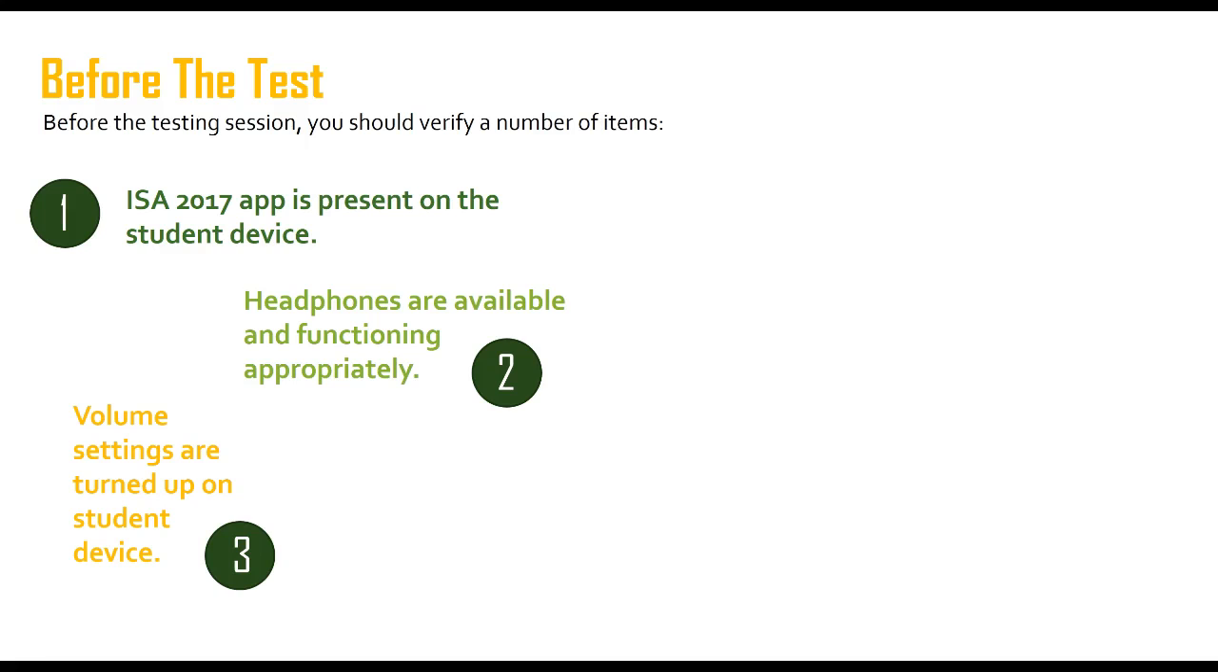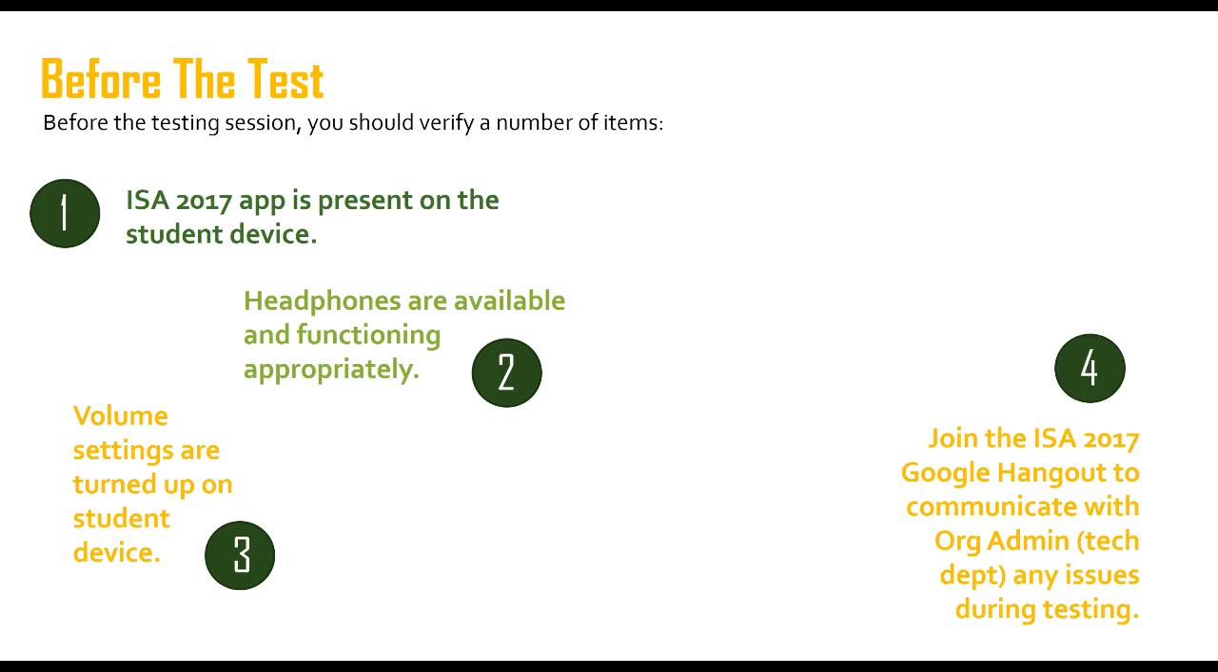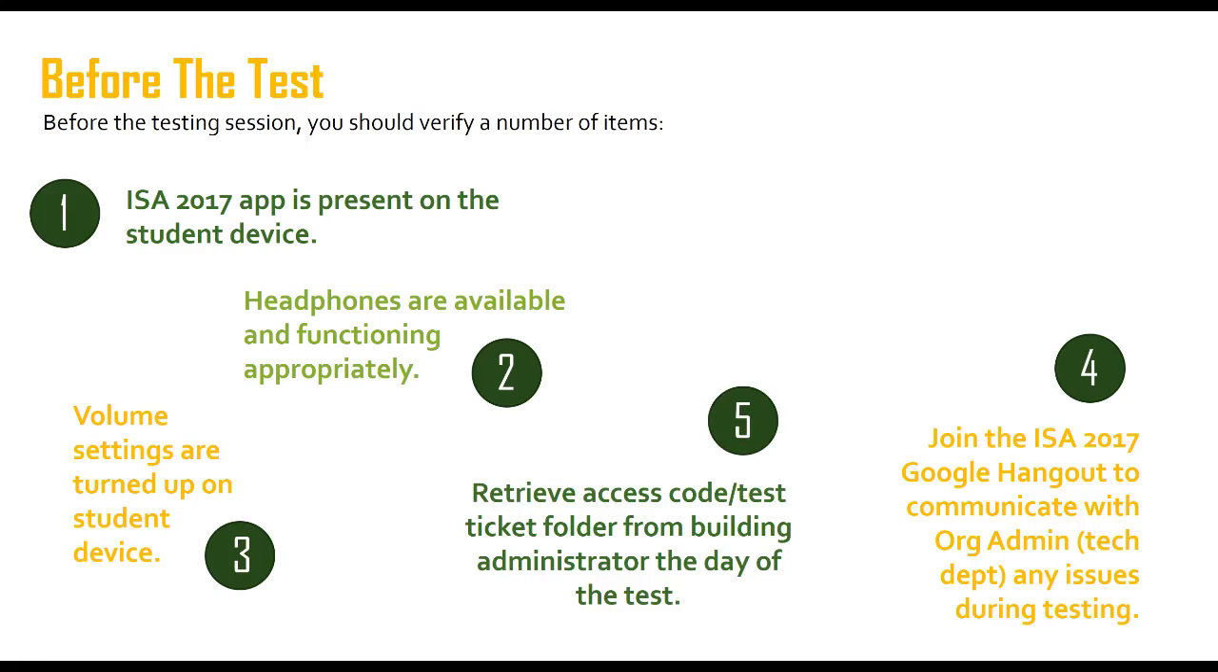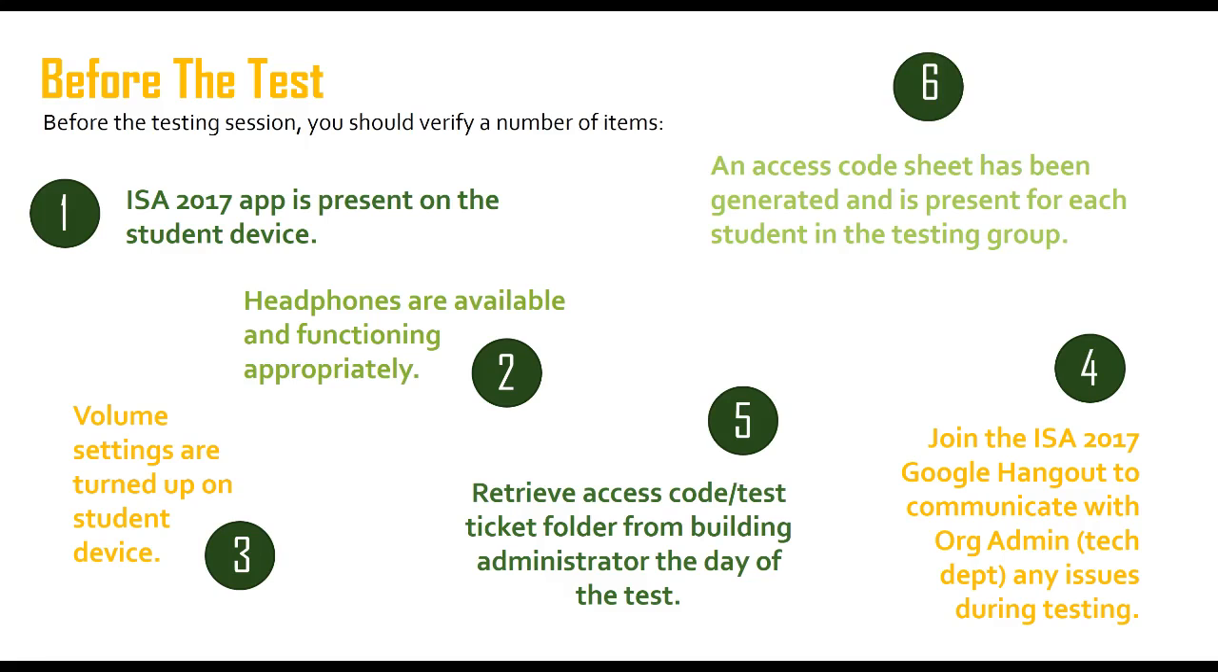As a test proctor, make sure that you've joined the Google Hangout to communicate with the tech department in the event any issues arise during testing. Identify where you're to retrieve the access code and test ticket folder from your building administrator the day of the test. Lastly, ensure that you have an access code sheet for each student within your testing group.